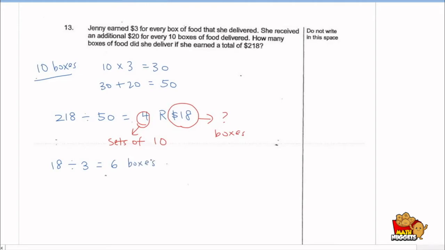So the question wants to find how many boxes of food in total would she have delivered. So 4 sets of 10, and we add the 6 boxes. So that is 46 boxes of food.